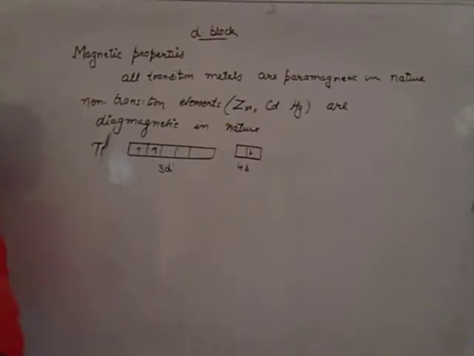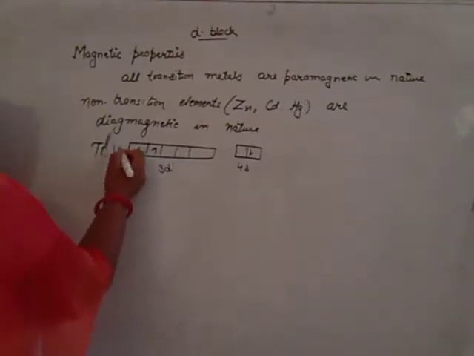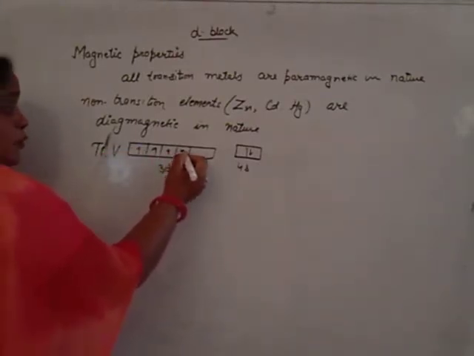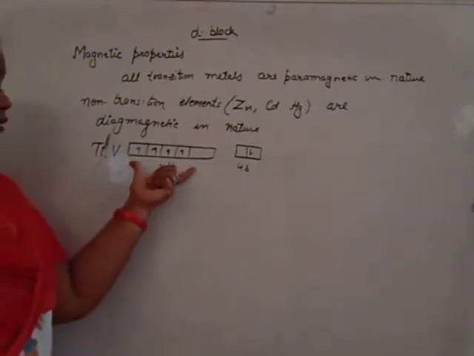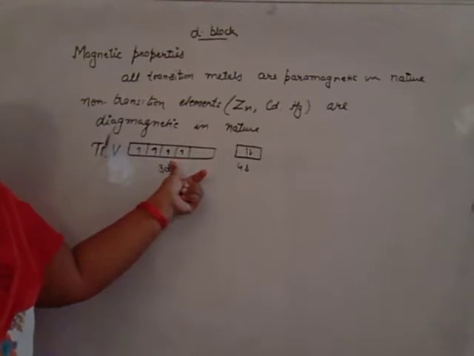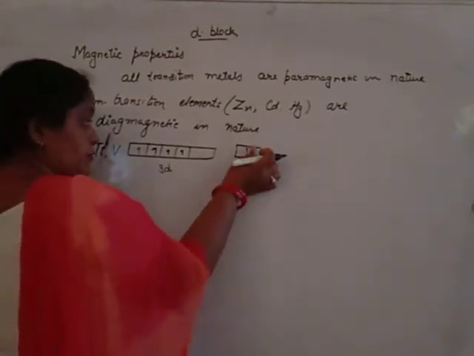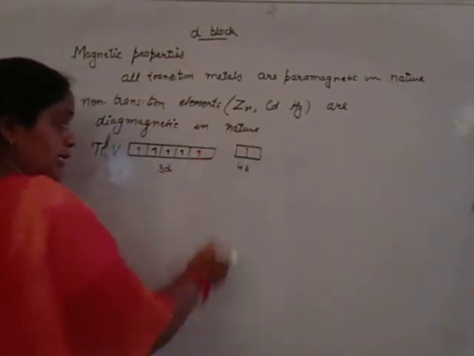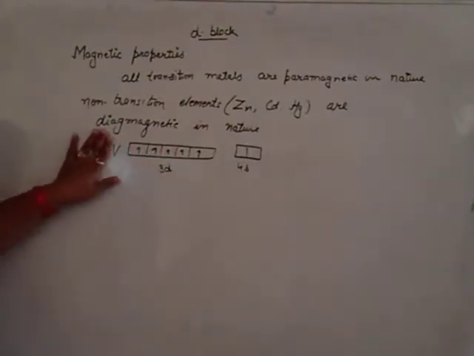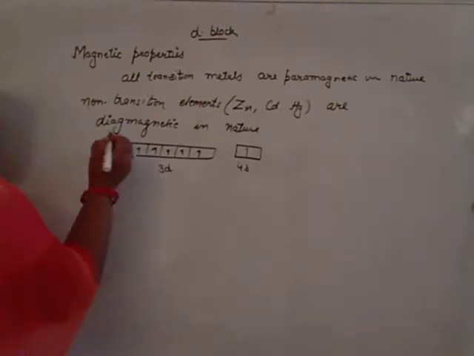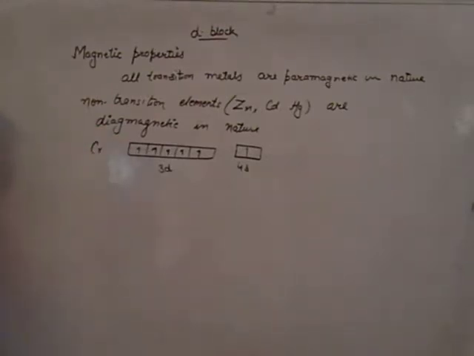After scandium, the second one is titanium. It has two unpaired electrons. Then vanadium has 3, chromium 4. But due to extra stability of the half-filled 3d orbital, one electron shifts from 4s to 3d. It has the maximum unpaired electrons. It is the most paramagnetic, that is chromium 24.